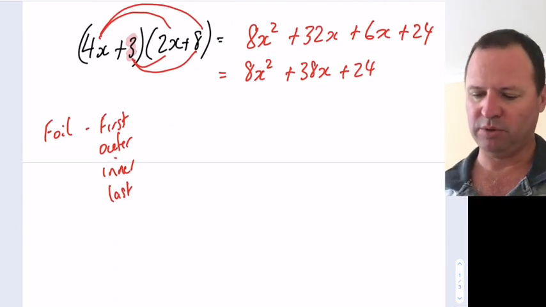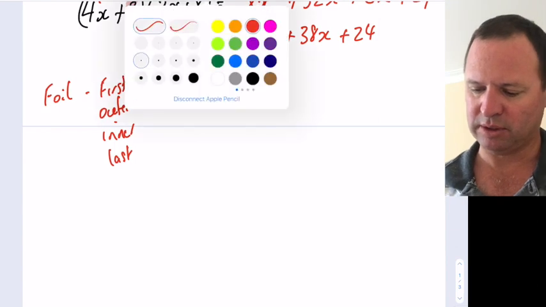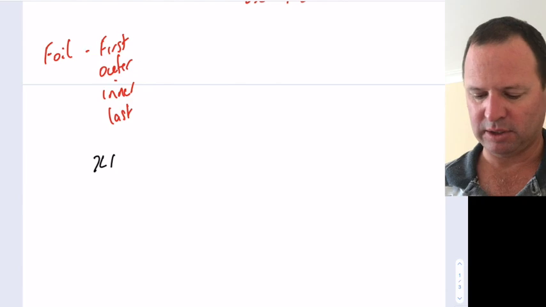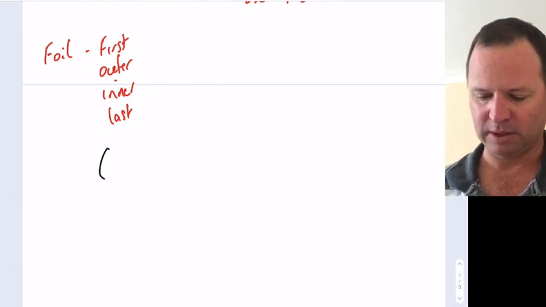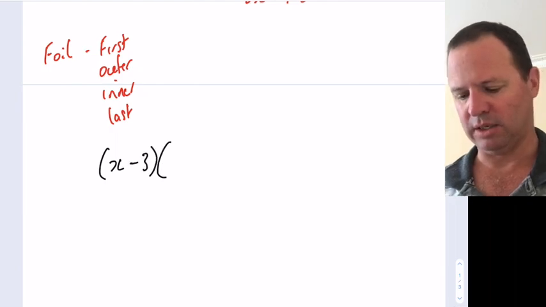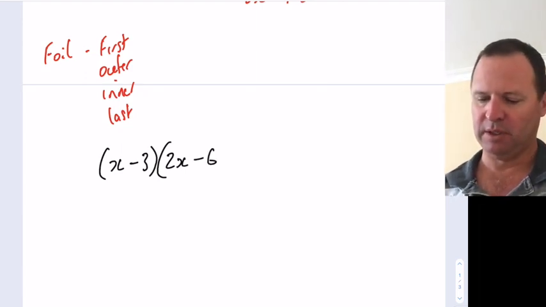All right. I will do one more just because it's come to me as I'm doing this. So I'll do, whoops, that's not what I want to do. X minus 3 and let's do 2x minus 6, okay?